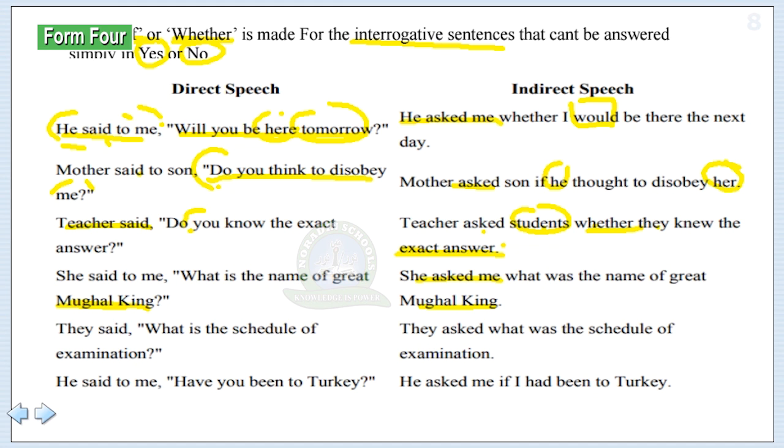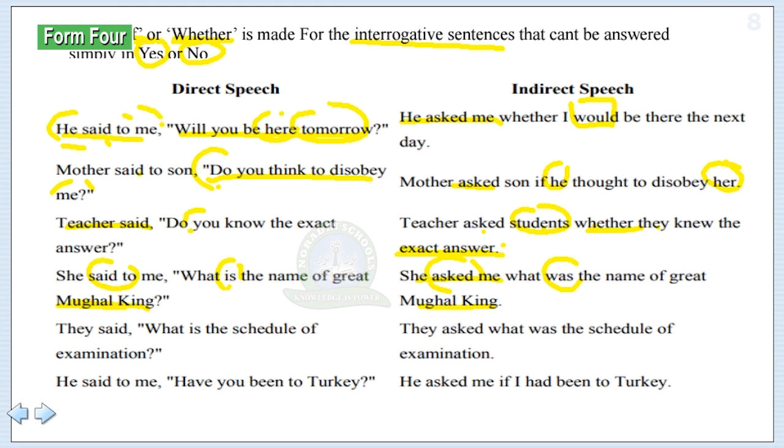So how many changes can you find in this sentence? First, is, a present tense verb, becomes a past verb. What about the interrogative form? She asked it, because this is a verb. She said to me, "What was the exact name?" She asked me this question. So she asked me, "What was the name of the great?"